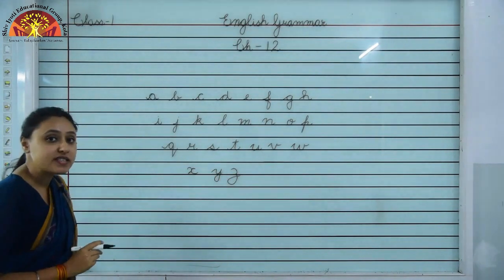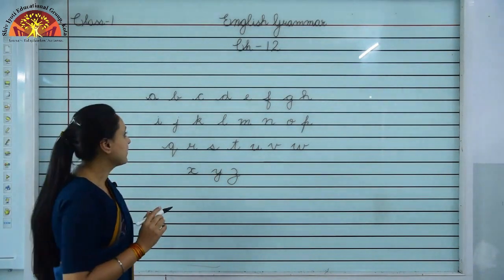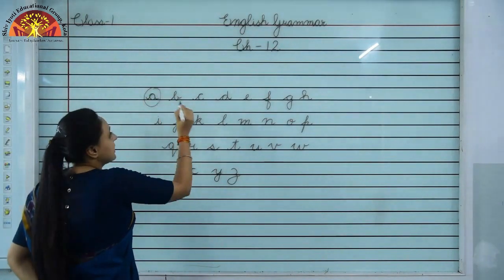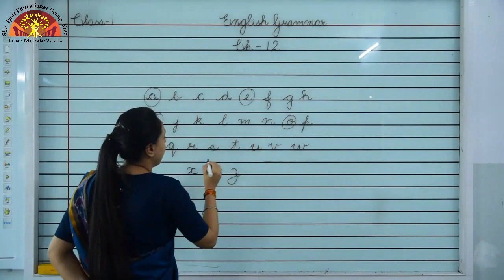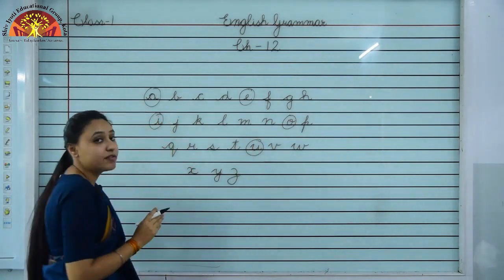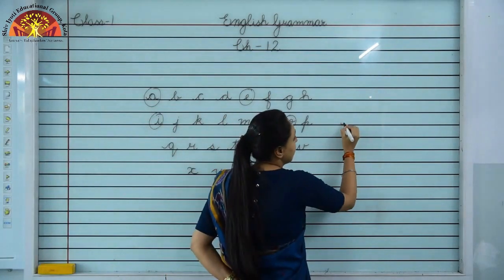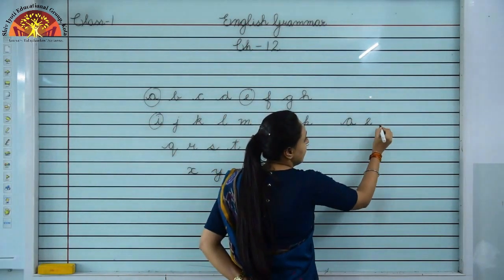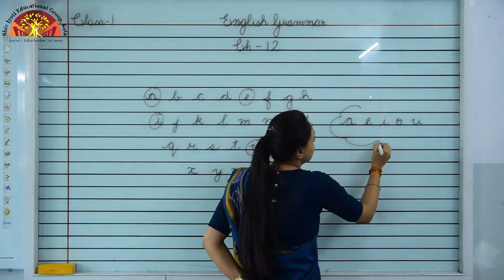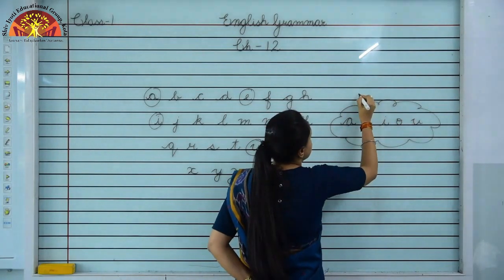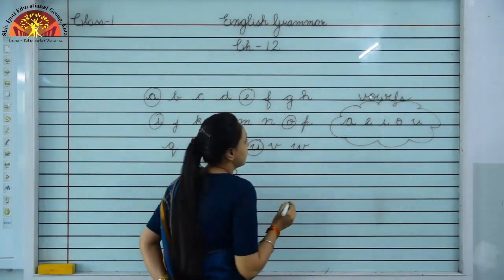So there are 26 letters in an alphabet, out of which 5 are vowels. Let us see. A, E, I, O and U. There are 5 vowels in an alphabet. So what are they? A, E, I, O and U. These all are vowels. V-O-W-E-L-S, vowels. Okay children.